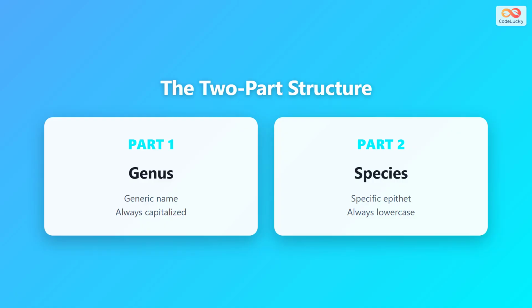Every scientific name consists of two parts. Part 1 is the genus, which is the generic name and is always capitalized. Part 2 is the species, known as the specific epithet, and is always written in lowercase. Together, these two parts create a unique identifier for each organism on Earth.